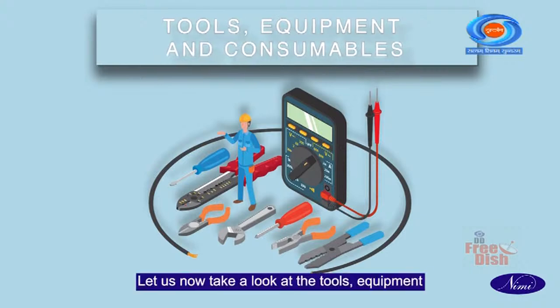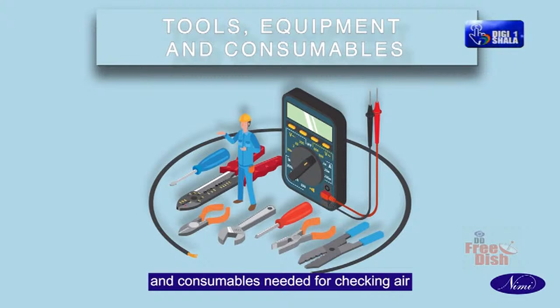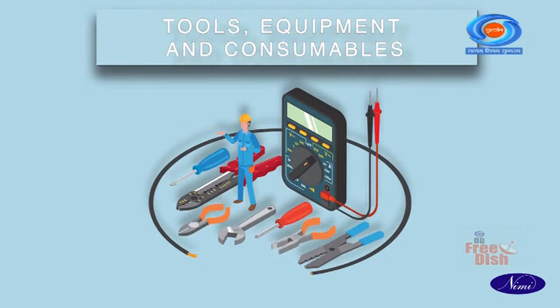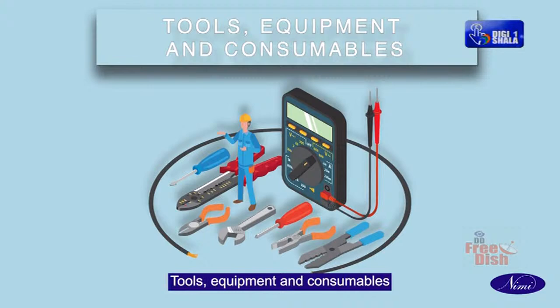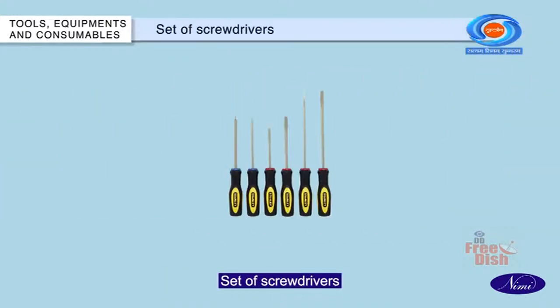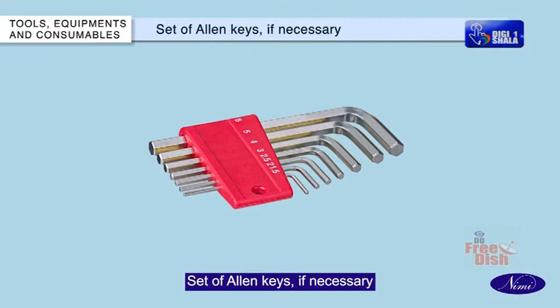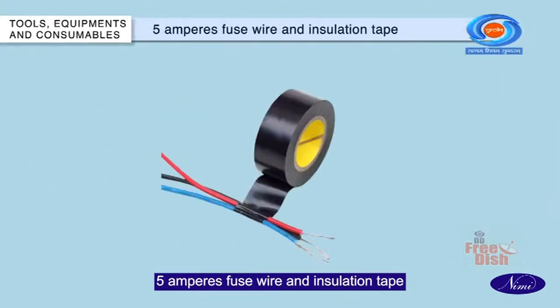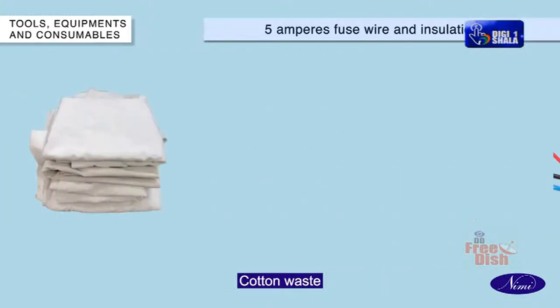Let us now take a look at the tools, equipment, and consumables needed for checking air distribution systems in a frost-free refrigerator. Tools, equipment, and consumables. Thermometer with remote bulb sensor. Set of screwdrivers. Set of Allen keys if necessary. Domestic frost-free refrigerator double door. 5 amperes fuse wire and insulation tape. Cotton waste.